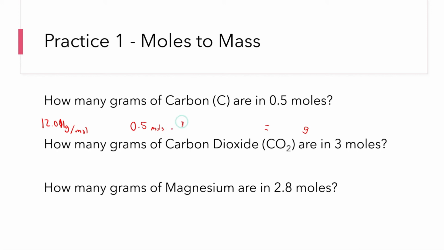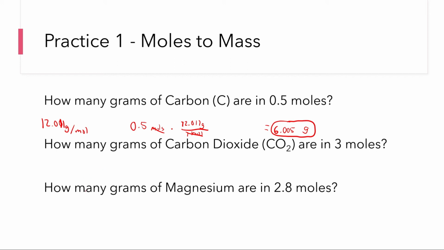So we have 12.011 grams per mole. That's 1. Moles will cancel out. So we get 0.5 times 12.011, which is 6.005 grams.